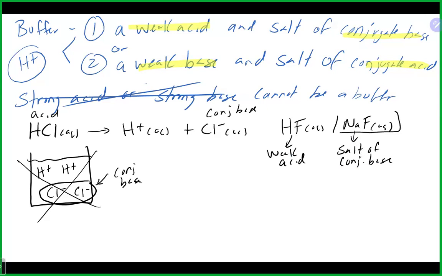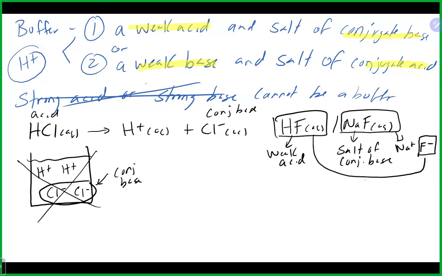Now, sodium fluoride is actually a salt. It's an ionic compound. And really, when sodium fluoride's in solution, it does not stay together. It breaks apart into a sodium ion and a fluoride ion. And it's actually the fluoride ion and the HF that is the buffer. And if you look at those two things, you can see that the only difference between the HF and the F minus is our Bronsted definition of an H plus. That is the only difference between them.